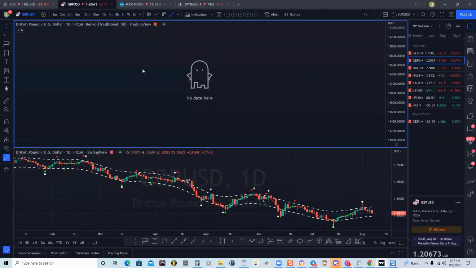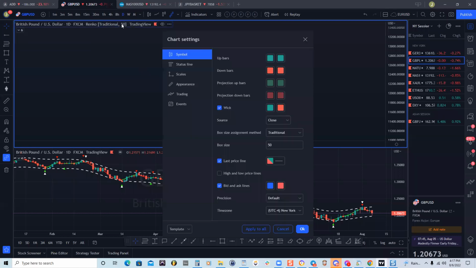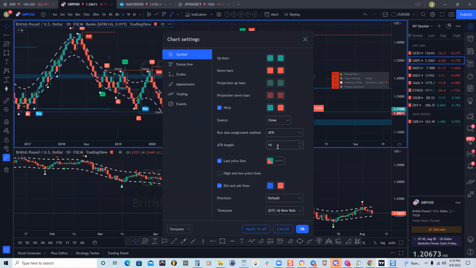Now go to your settings. You can double click on that traditional right there. A pop-up shows; switch it to ATR. Now you see that value. You see how small that value is for GU? It's saying 0.015. You can leave it there on traditional. If it's showing up on ATR, then it's fine, just use the ATR.